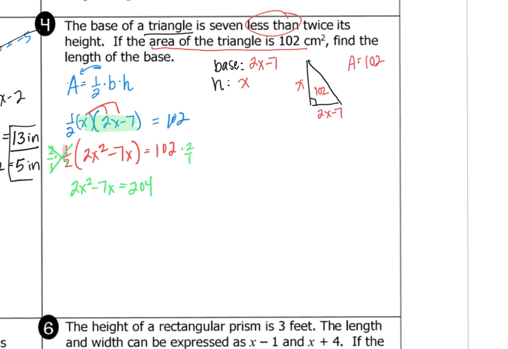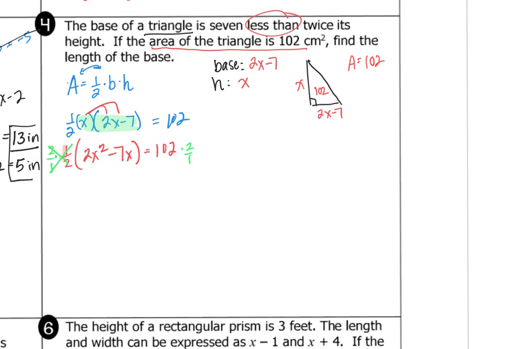But remember, we have to get it set equal to 0. So we're going to subtract 204 from both sides. Doesn't matter what method you're using, you have to set it equal to 0. So this is 2x squared minus 7x minus 204 equals 0. Now this does factor. It would be a slider, but I just wanted to show it with a different method.